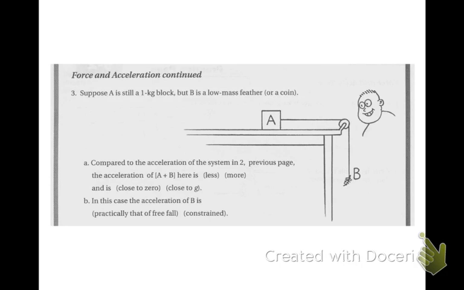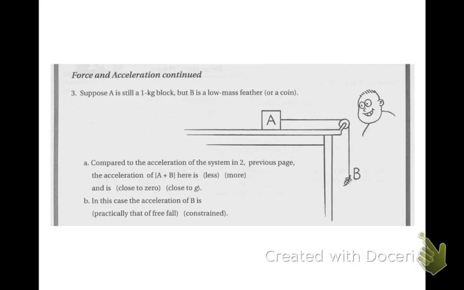Hopefully you paused the video, and here is how to do question number 3. So suppose A is still a 1 kilogram block, but B is a low mass feather or a coin. Compare the acceleration of the system in 2, the previous page, the one that we just talked about, which we assume is a 1 kilogram block, to the acceleration of the AB system here.